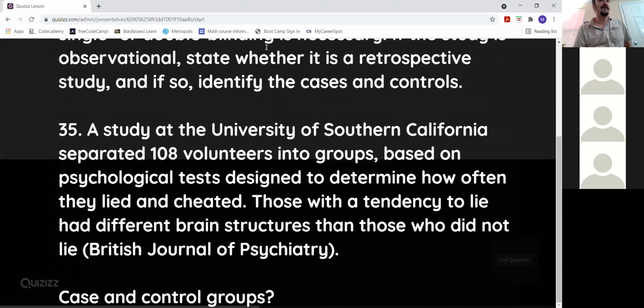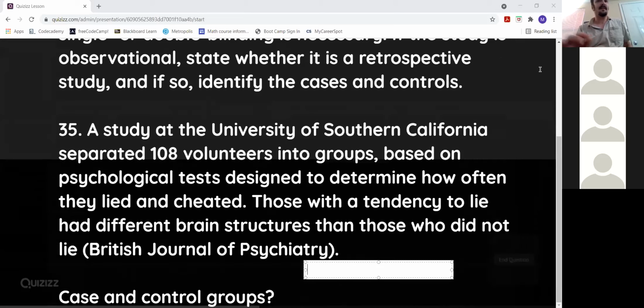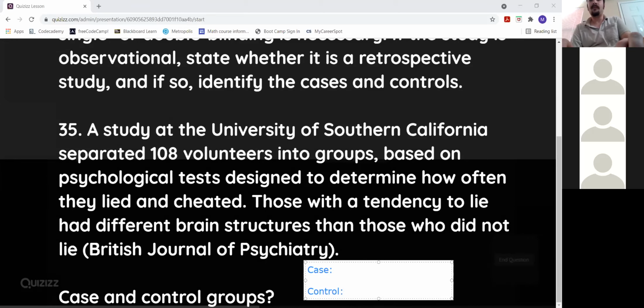So a bit of a trigger warning. They are going to talk about abuse in the next one. In one of the next slides, it's one of the examples. But case and control. I think one of the next ones talks about sexual harassment, I think is what it talks about.